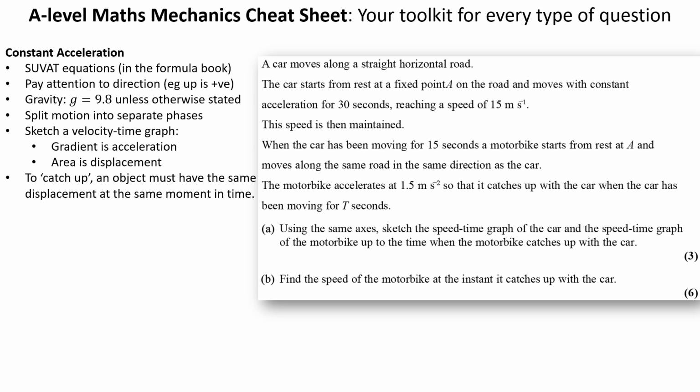The other thing you can do, which is sometimes, as in this question, specifically requested, and sometimes you might choose to do it because it's going to help you to visualize the situation, is sketch yourself a velocity time graph. Remember, the gradient of your graph represents the acceleration because it's the rate of change of velocity, and the area will give you displacement, including if it's below the axis, giving you a negative displacement, because the integral of the velocity graph will give you the displacement. And it's worth remembering, if one particle catches up with another particle, it means it's in the same position at the same moment in time.